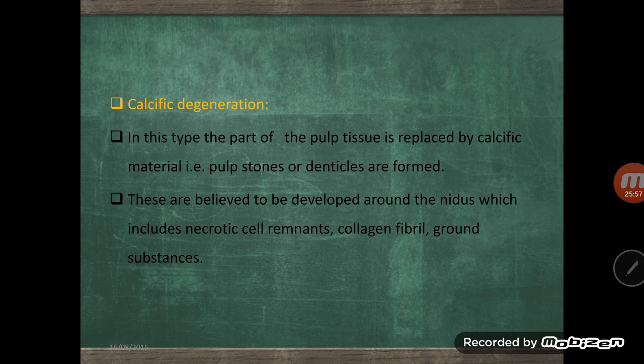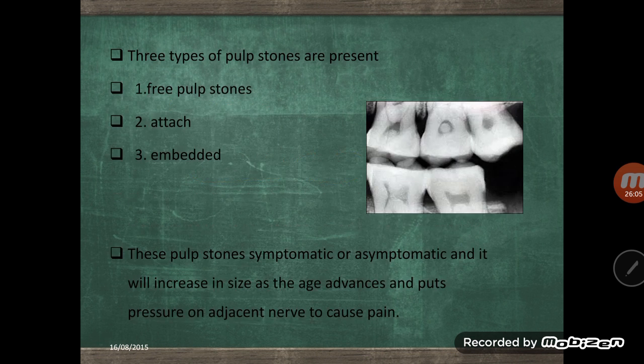Next is calcifications. We already discussed pulp stones and denticles. These are reasons which cause calcifications. You can see the pulp stones here. There are three types of pulp stones: free, attached, and embedded. These pulp stones are symptomatic or asymptomatic, and they increase in size as age progresses.